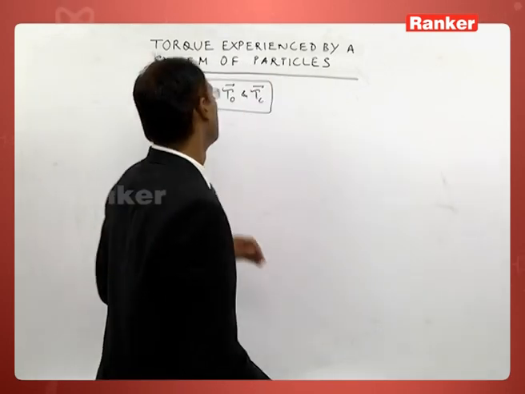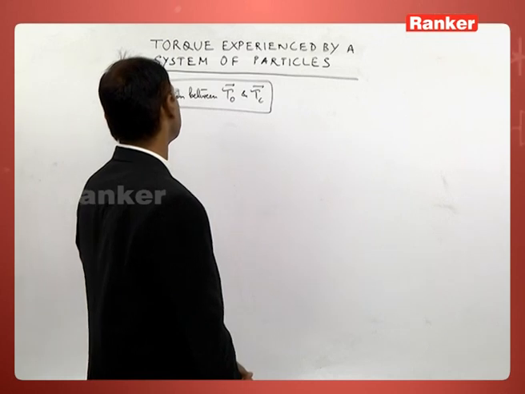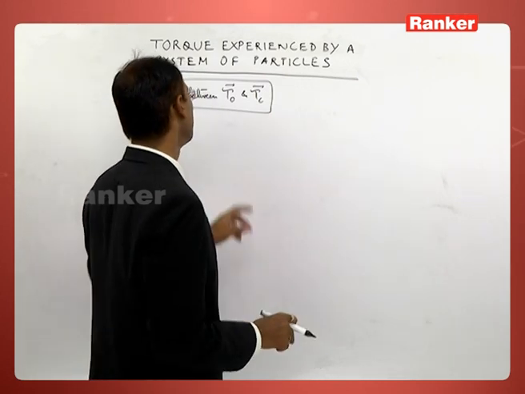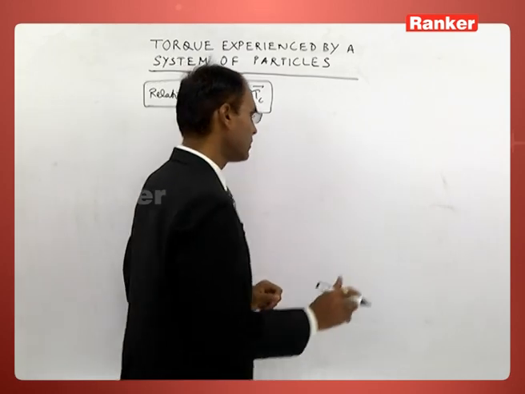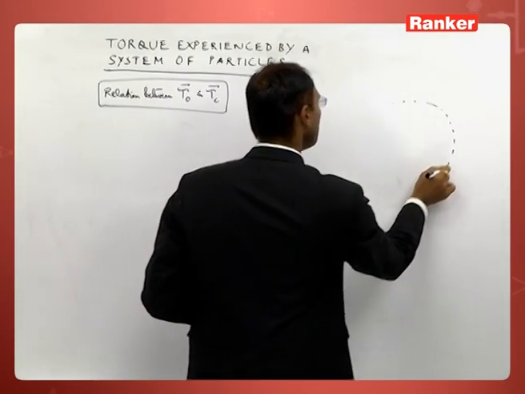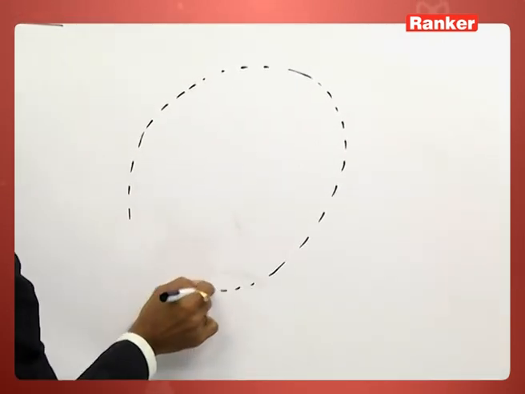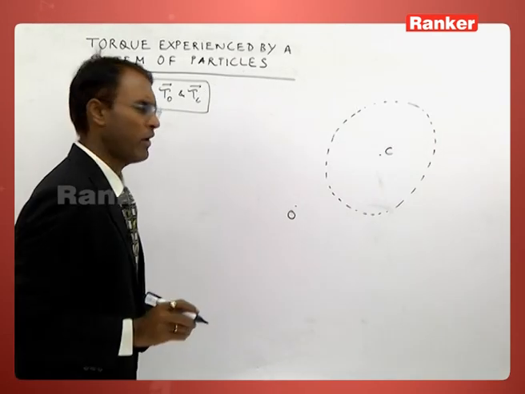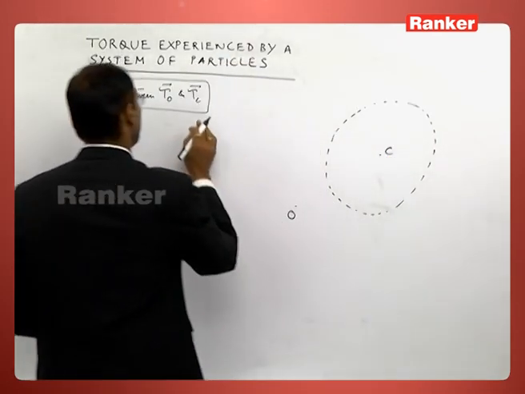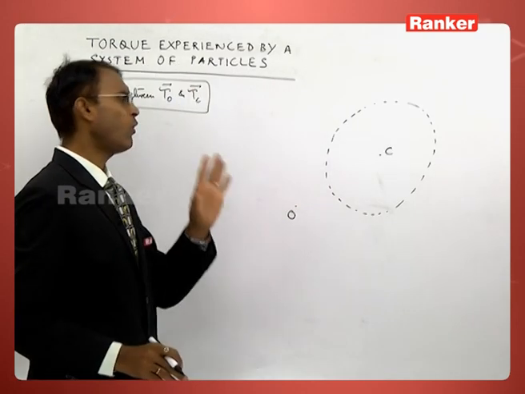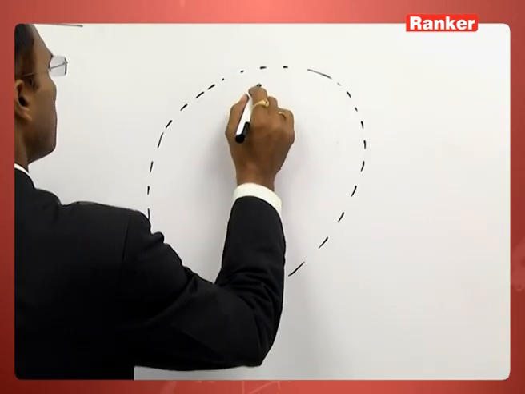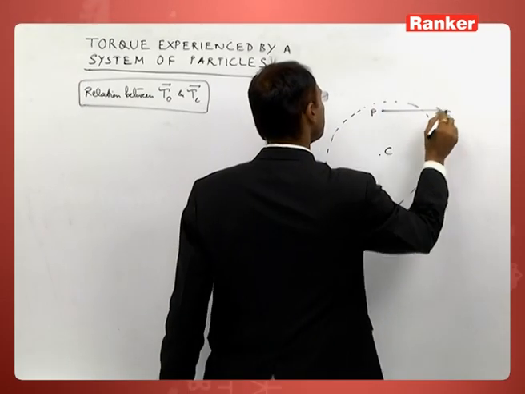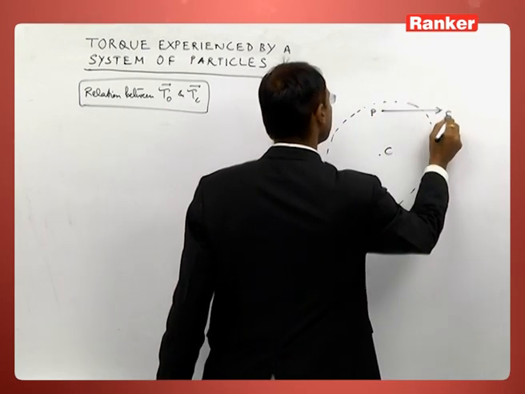Under the same context, let us now find the torque acting on the system of particles taking two reference points. One is the center of mass of the system. Second is any other reference point. The center of mass is C, any other reference point is O. You take this point P, on this point let a force act from outside, or the external force.